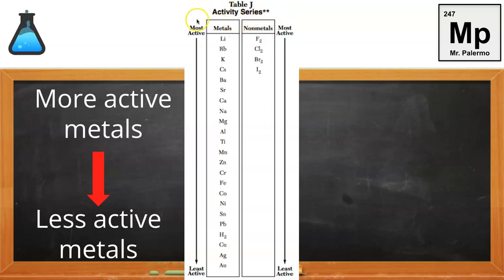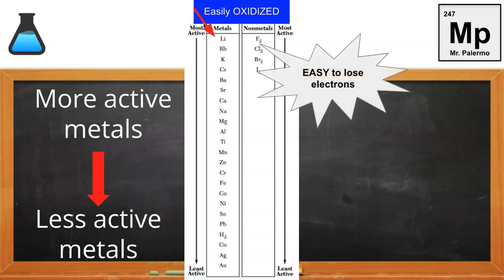On the left-hand side, we have the metals. At the top, it says most active, or we could say most reactive. These are our most active metals, and as we work our way down, they become less active. The most active metals are easily oxidized. What does oxidation mean? Remember, it means to lose electrons. So the higher up you are, the more reactive you are, the more easily you give away or lose electrons.